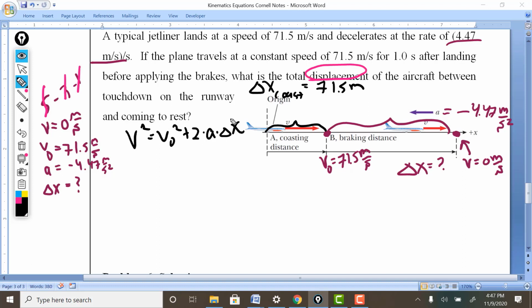It's very important that we have all the signs correct on this problem. Otherwise, it will not come out right. I want to get the delta x by itself. I would subtract the v naught squared and then divide by 2a, just for the sake of time, because we've done this before already.